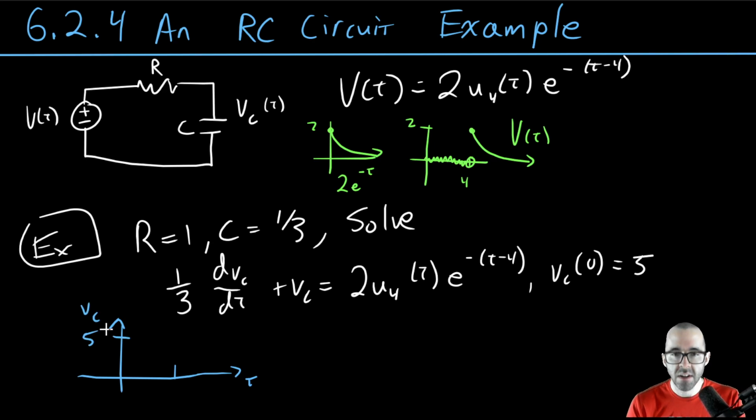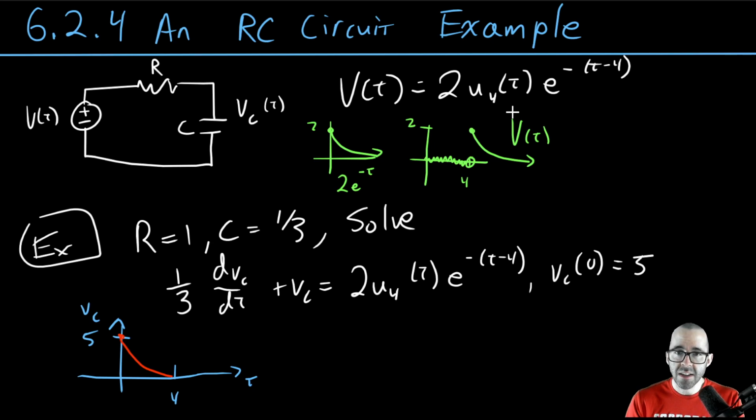Well, we're starting off at 5. We're starting off at 5, and there's no voltage at the start, right? There's no voltage for the first 4 seconds. So we're starting off at 5, there's no voltage. What do we think is going to happen? We're going to exponentially decrease.